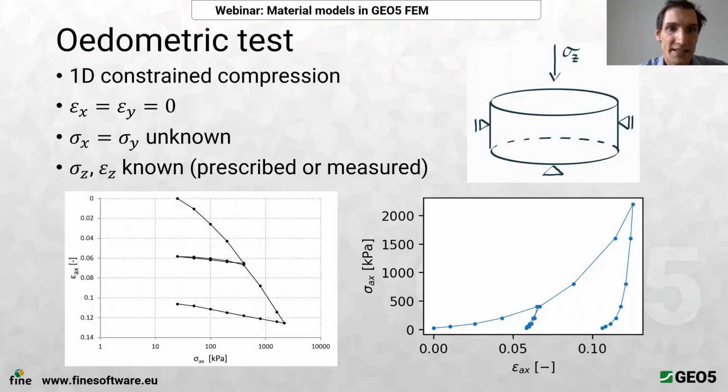Okay, so the oedometric test, as I said, is a 1D constrained compression, which means that the lateral strains are 0 and the lateral stresses are unknown because we don't measure these in the typical oedometric test. And the vertical stress and vertical strains are known. One of these is prescribed and the other is measured. And what you receive from these tests are graphs like this. So there is some primary loading, then unloading, then loading again. And these are real data from a real oedometric test.